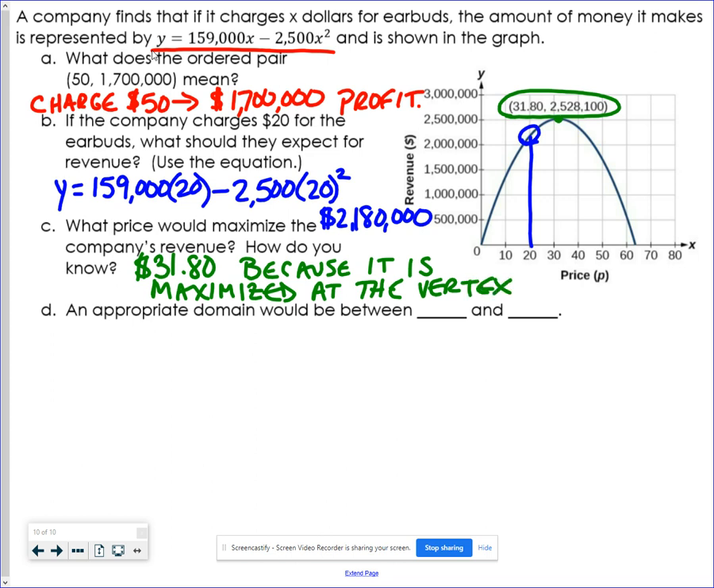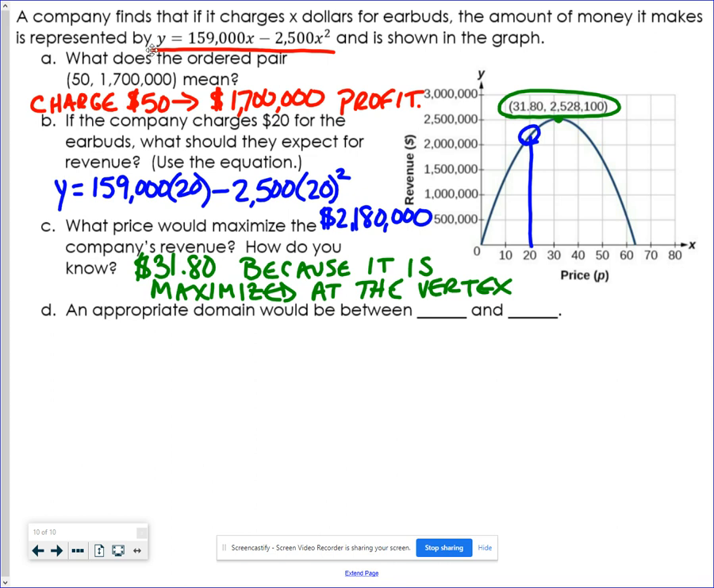It'll be maximized at the vertex. It'll make the most money there. The amount of money they'll make is that $2,528,100. And you can check that by substituting in the 31.8 for the X and get what you've got for your maximum profit. Letter D asks what the domain should be.